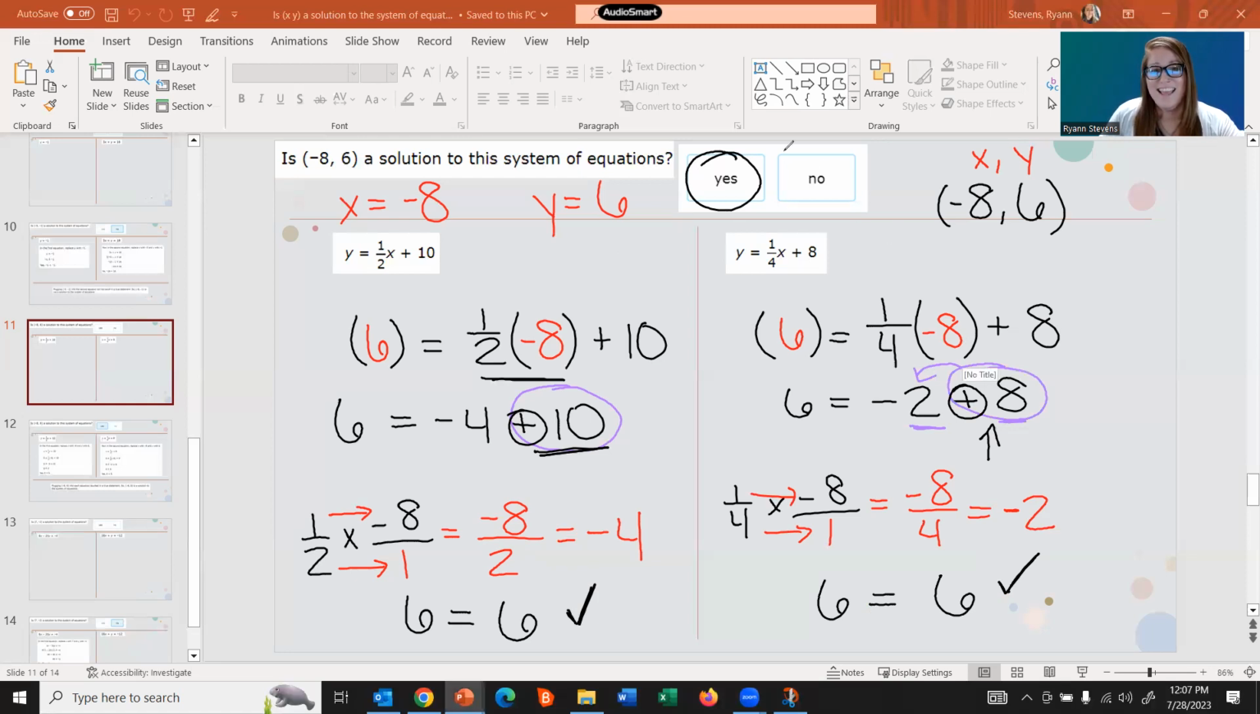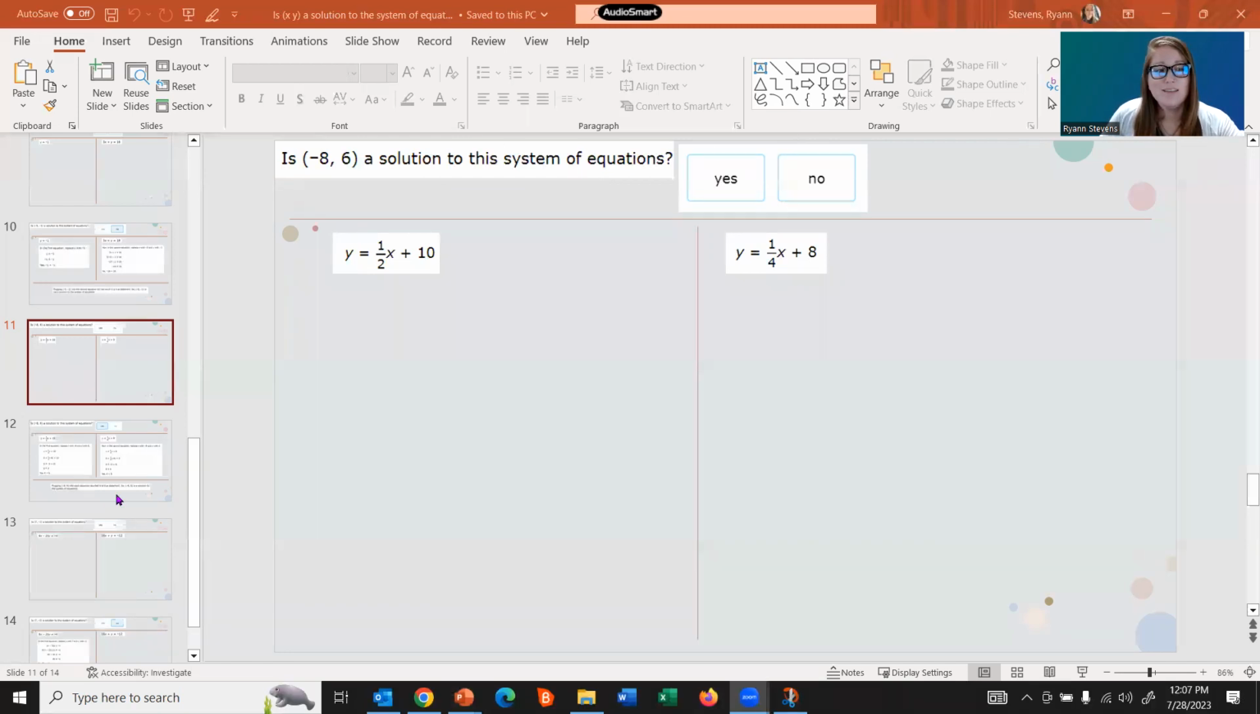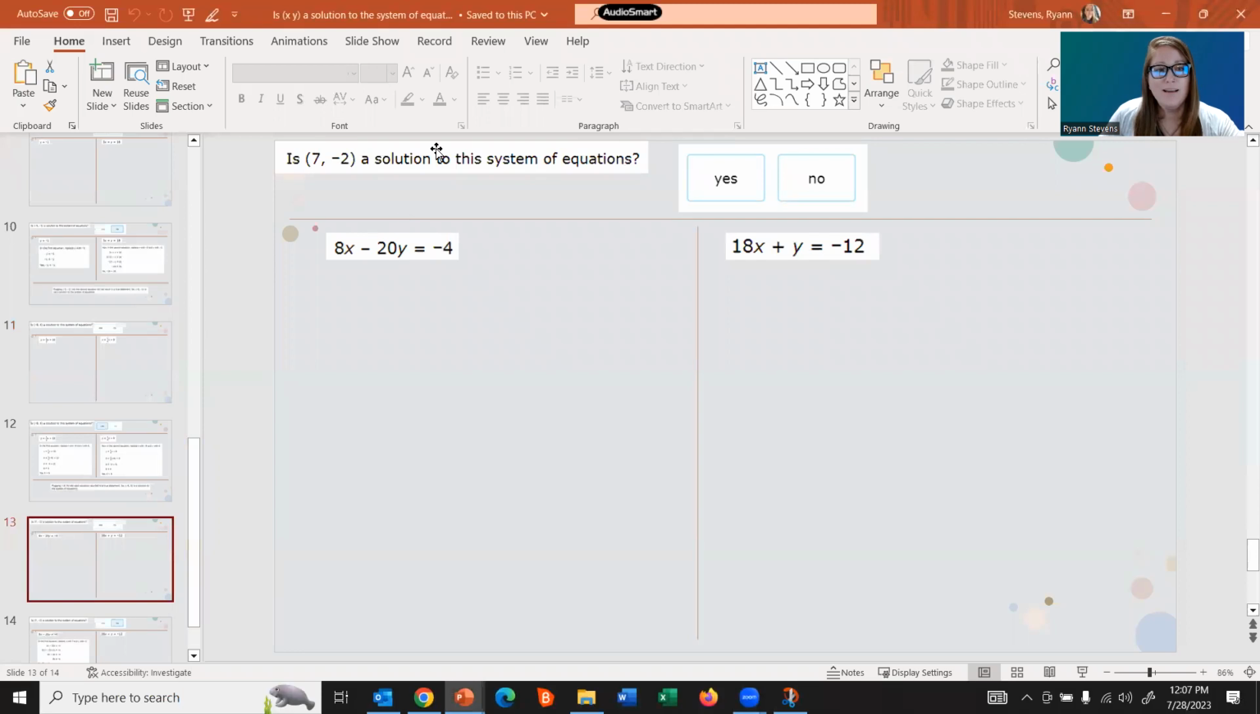All right. And then we've got one more example we'll go through. So now we have the ordered pair of 7, -2, and we need to decide, is it a solution to this system of equations? Okay, again, we have x and then y. So anywhere we have an x value or an x variable, we're going to plug in the number 7. And anywhere we have a y, we're going to substitute in the number -2.